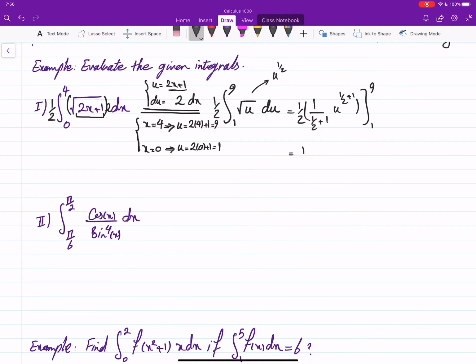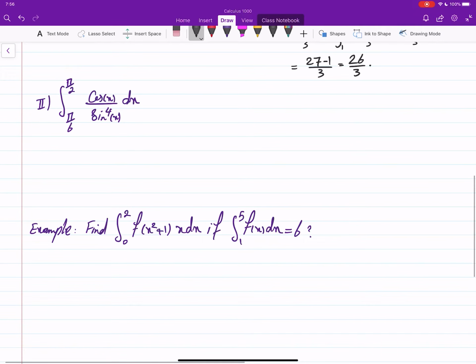This gives us 1/3 u to the power of 3/2 (square root of u cubed), going from 1 to 9. This gives us 1/3 of the square root of 9 to the power 3 minus 1/3 of the square root of 1 to the power 3. So that is 27 over 3 minus 1 over 3, which is 26 over 3. Very nice.